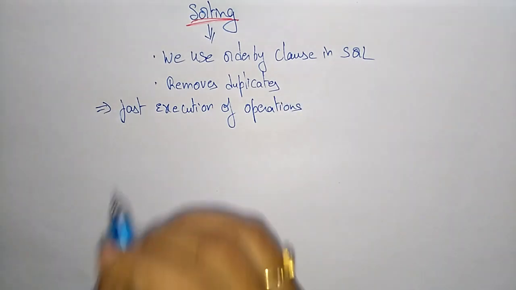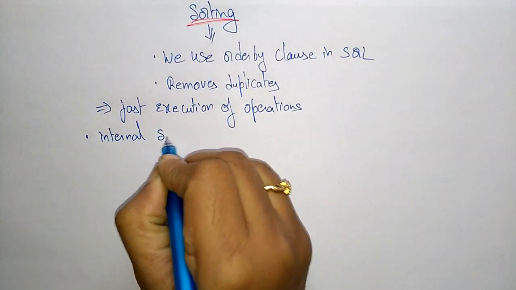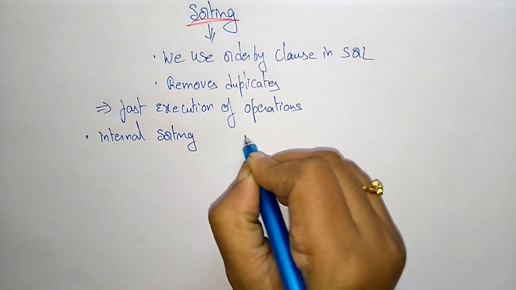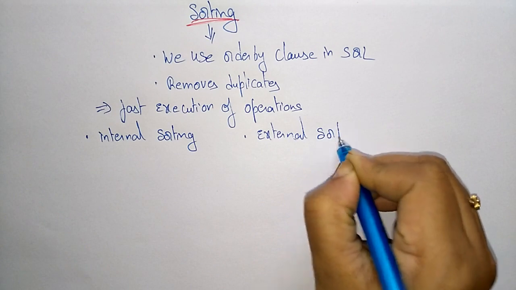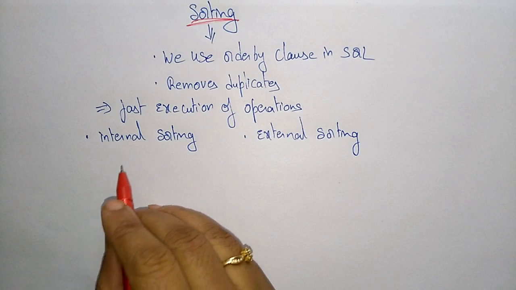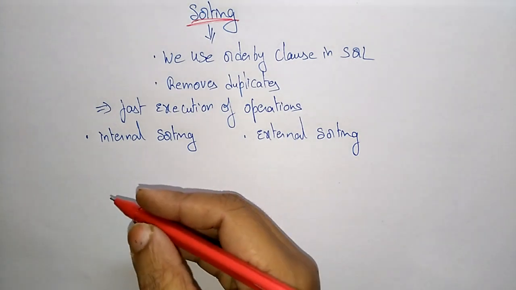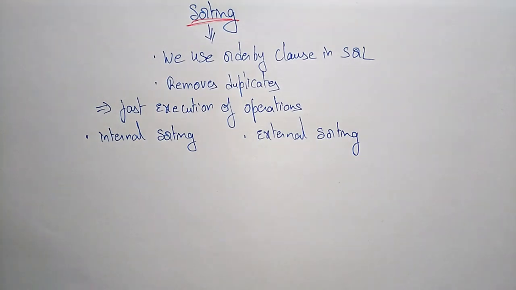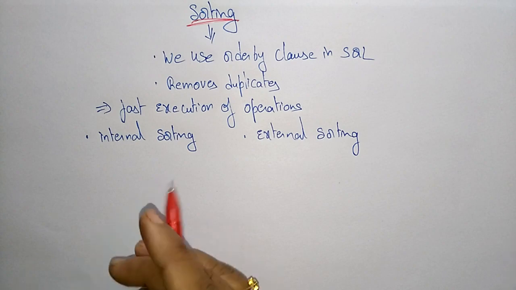There are two types of sorting. One is internal sorting and another is external sorting. Okay, so these are the two types of sorting. So what is internal sorting and what is external sorting? Internal sorting will be used inside the system, meaning a relation that fits in the main memory. This sorting can be applied only to relations which are present in the main memory.